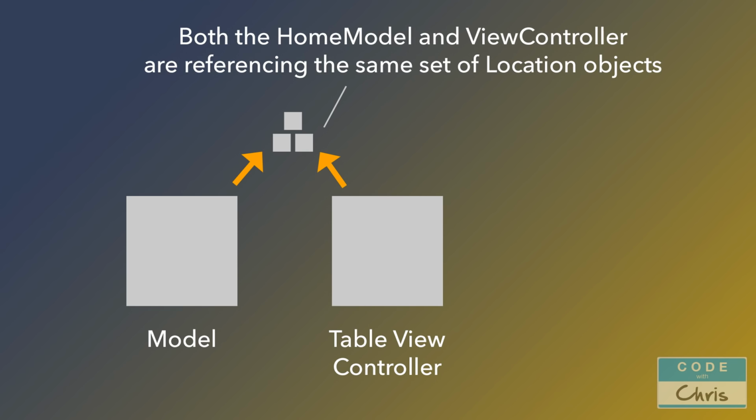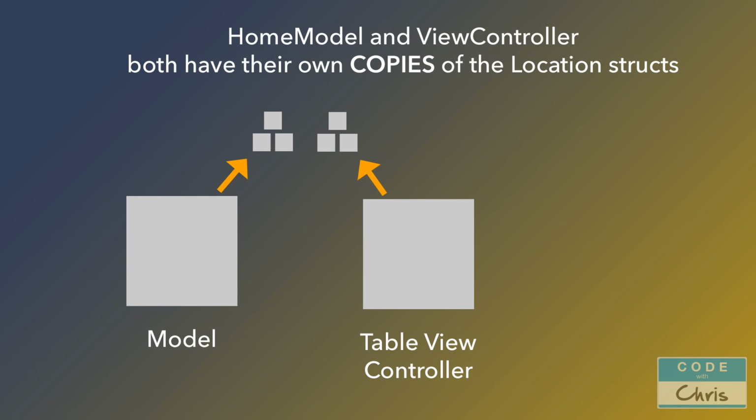However, if location was not a class, and instead it was a struct and a value type, when the home model passes that array of location structs to the view controller, it's going to get copied instead. So now the home model has its own copy of the list of locations, and the view controller also has its own copy. So if the view controller modifies one of the locations in that list of location structs, it's not going to affect the copy that the home model has. So that's the difference.